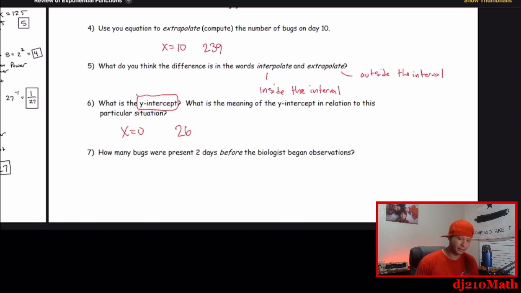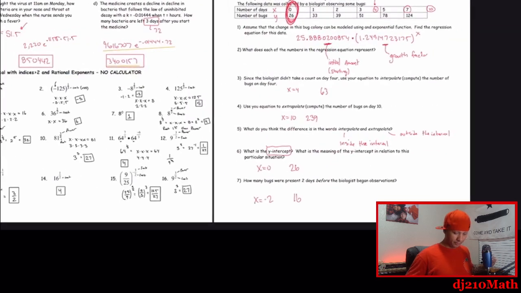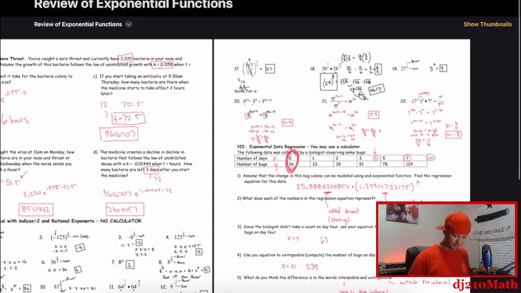All right, how many bugs were present 2 days before they even started this? Okay, so now think. Time can't be negative, obviously, but mathematically it can, right? So 2 days before would be -2, because this goes by days. So if I put x equals -2, there would be 16. Okay. Is that it? Hope that's it.